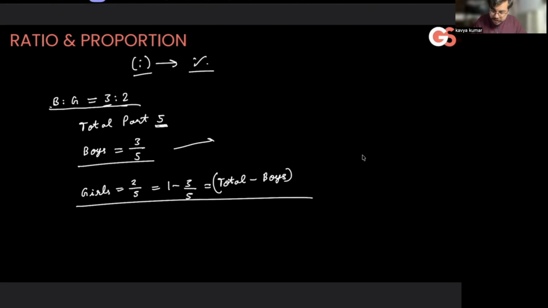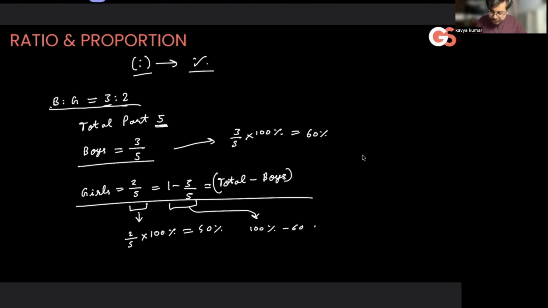In this, it will be 3 by 5 into 100 percent, which comes out to be 60 percent. And for girls, if you calculate from this part, it is 2 by 5 into 100 percent, which is 40%. Or from this part, it can be said as 100% minus 60%.